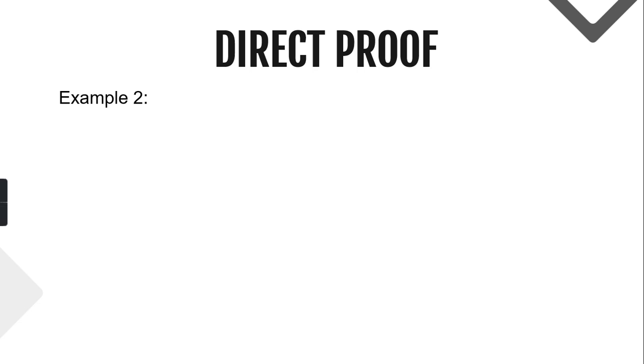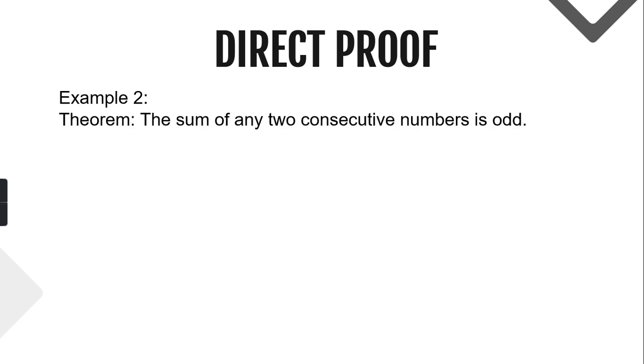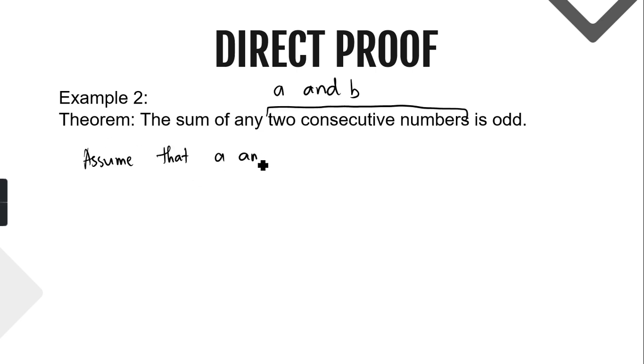Okay, so for our second example, ayan, 'di ba? So, we will assume that a and b are consecutive numbers. Okay, so assume that, kasi two consecutive numbers siya. So, ibig sabihin, gamit tayo ng a and b as consecutive numbers. Assume that a and b are consecutive numbers.